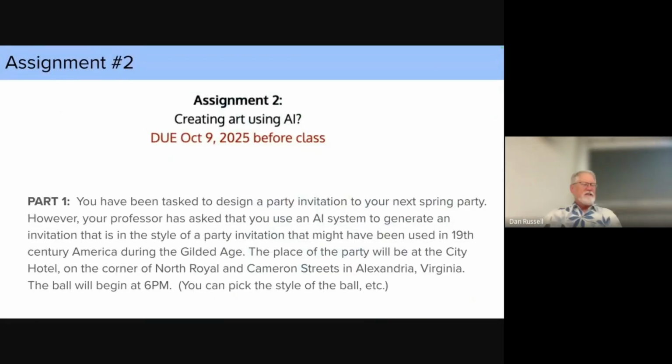Speaking of fun stuff, assignment 2, we've now got everybody's turned in, which is great. Now, reminder, you've done it, you know what the assignment was. It was to generate a party invitation in the style of the Gilded Age, and there's some data about what should be on the invitation.